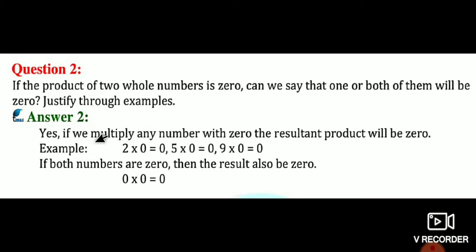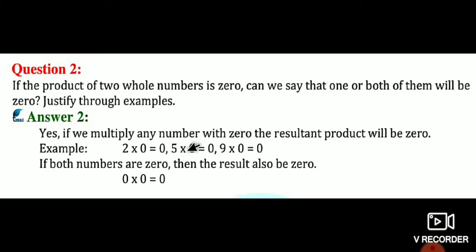If we multiply any number with 0, the resultant product will be 0. For example, take any number, say 2, and multiply it with 0. That is 2 into 0 is equal to 0. Therefore 2 into 0 is equal to 0.